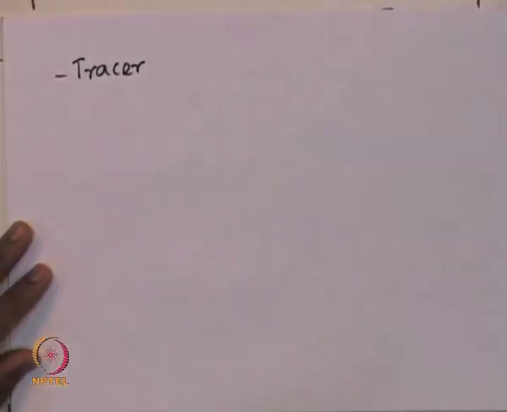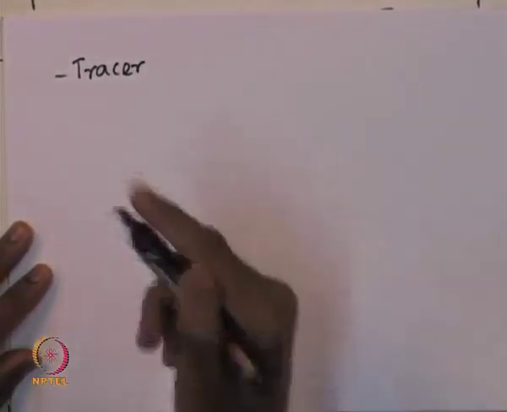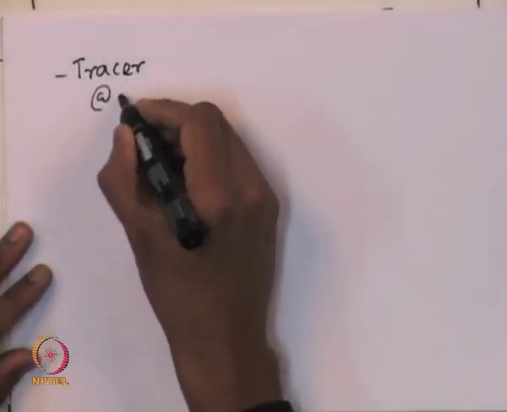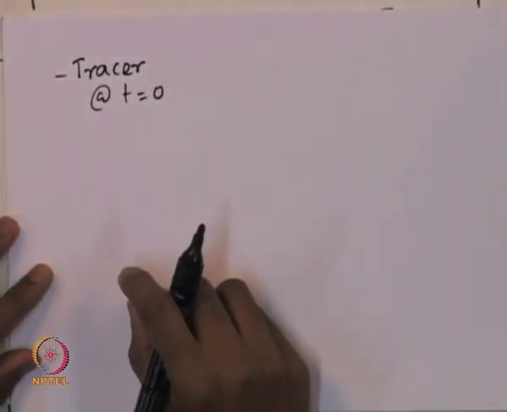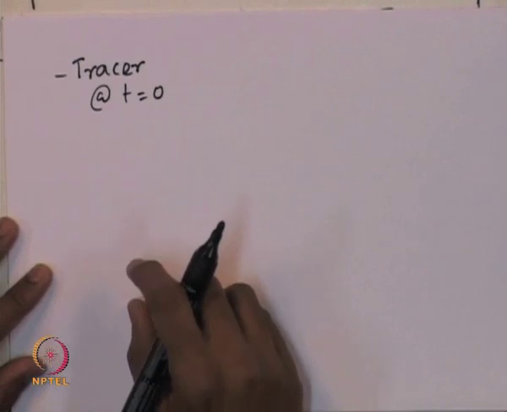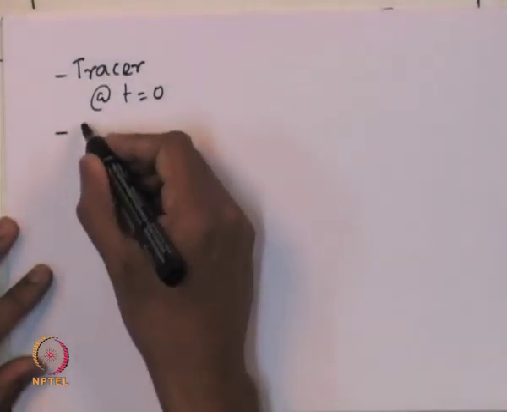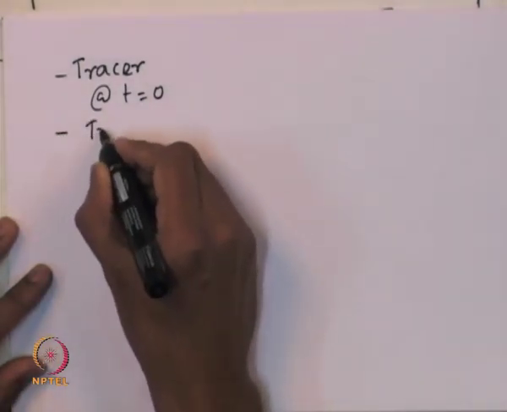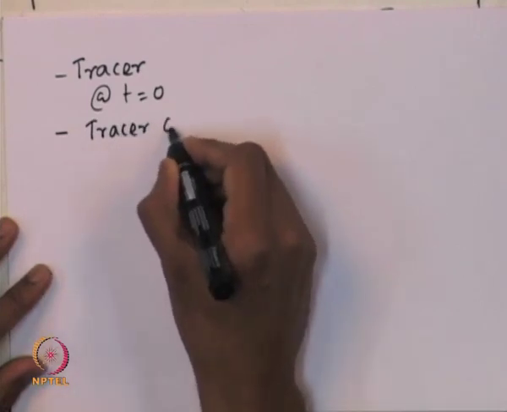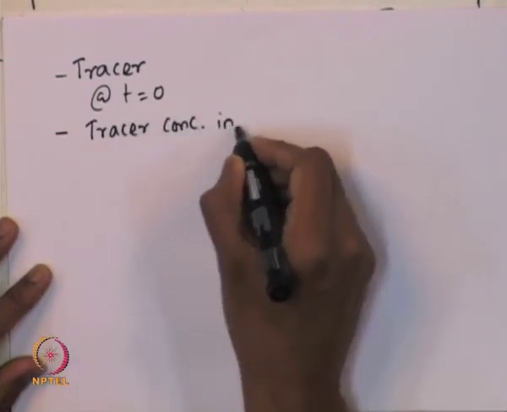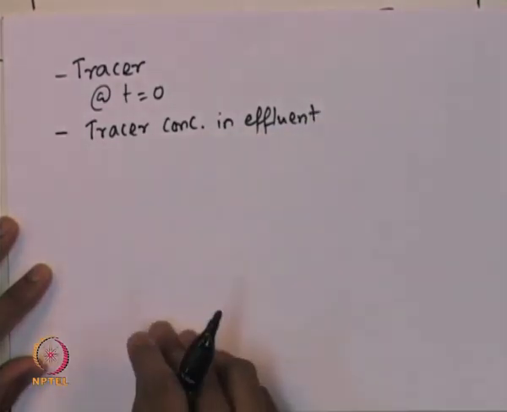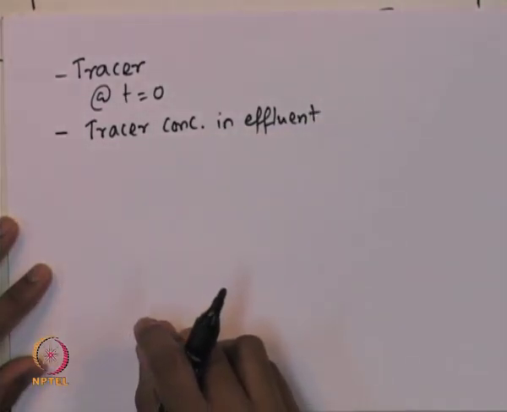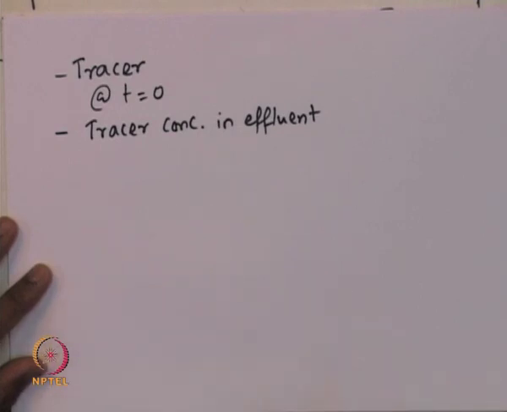We need to inject a tracer into the reactor, and let us say at time t equal to 0, a certain concentration of tracer is injected into the reactor, and then the tracer concentration in the effluent is measured. Now if we measure the tracer concentration in the effluent, then this gives an idea about the non-ideal behavior of the reactor.